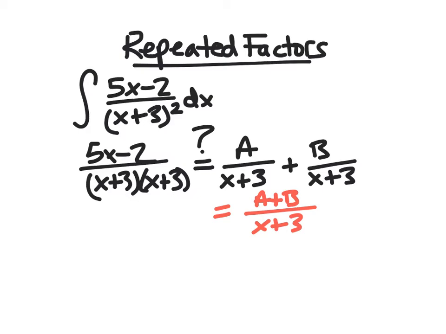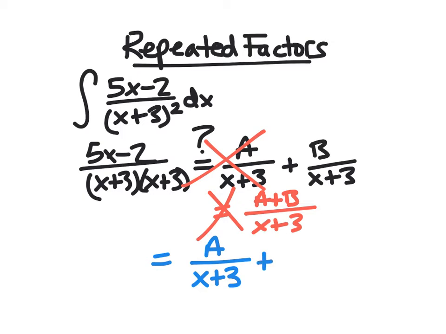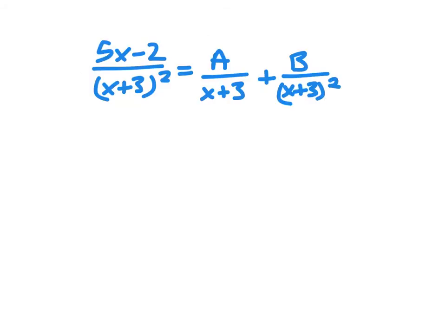And so suddenly we've canceled a factor of x plus 3, but x plus 3 is not a factor of 5x minus 2, right? So this does not work. On the other hand, what is true is that it will be some constant over x plus 3 plus some other constant, not over x plus 3, but over x plus 3 squared. So essentially, for each power of your factor, in this case x plus 3, you'll get a constant for each power of them.